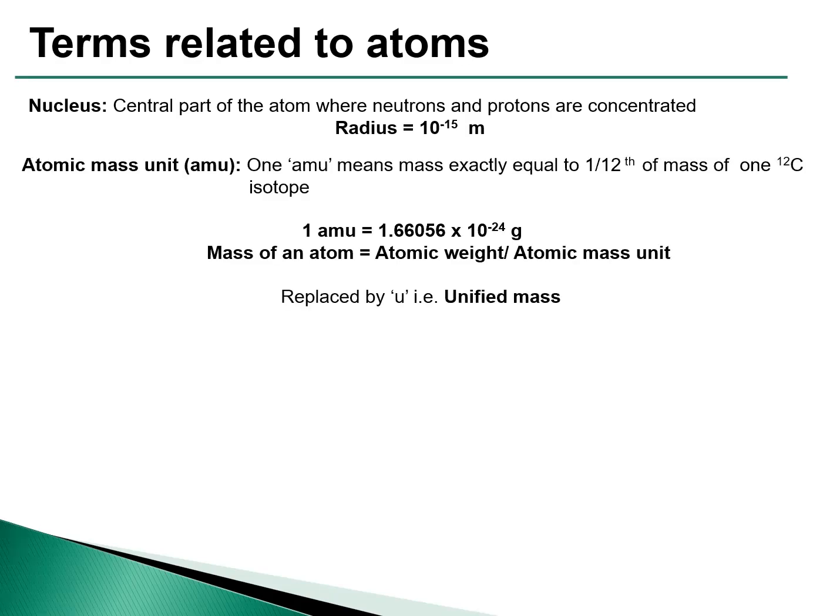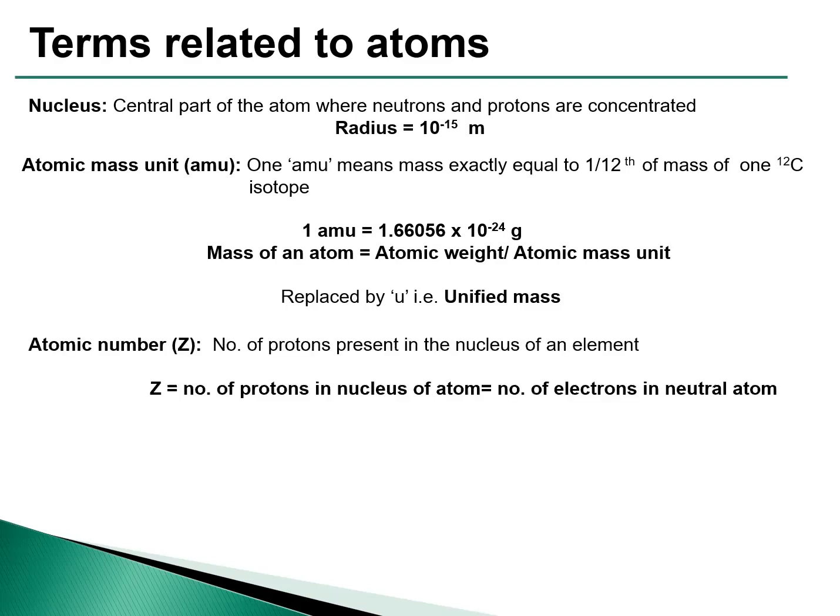Atomic mass unit is the measurement of mass of atoms with respect to a carbon-12 atom. Hence, one atomic mass unit is the mass which equals exactly 1/12 of the mass of one carbon-12 isotope. 1 AMU is 1.66056 × 10^-24 gram. Thus, the mass of an atom is the atomic mass in grams divided by 1 AMU. AMU has been replaced by u, which stands for unified mass.